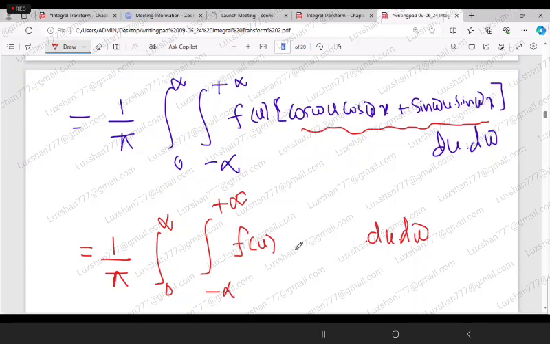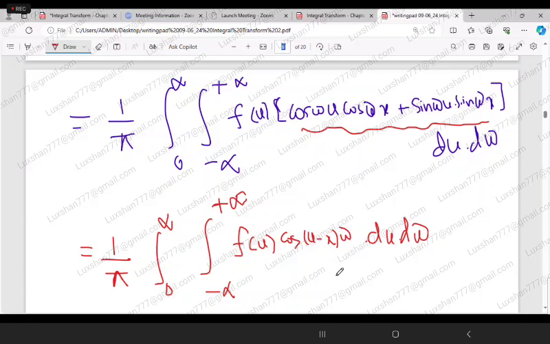Can anybody tell me what should be here? Yeah, you can write it as cos of u minus x times omega. Omega is also there, no? It's a constant. So you can write it as cos of (u minus x) omega.